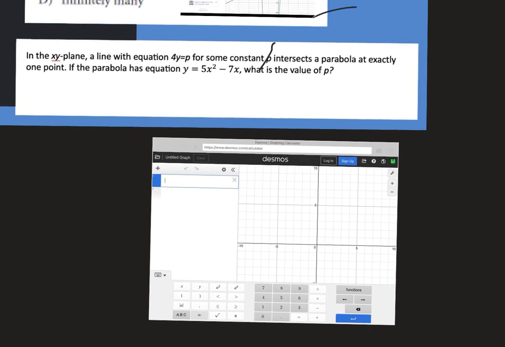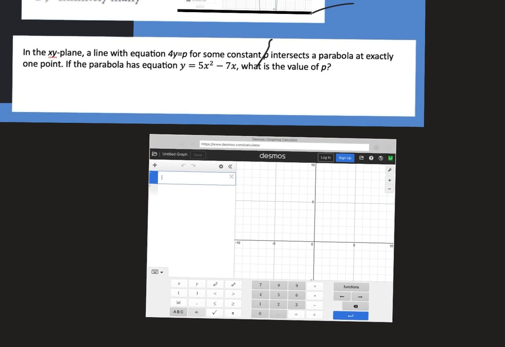Okay, so for this question, it says in the xy plane, a line with the equation 4y equals p for some constant p intersects a parabola at exactly 1 point. If the parabola has the equation given, what's the value of p? So first of all, before we even dive into how this would look on a graphing utility, if I've got a parabola that points up, and I want to find a line that doesn't have an x, so this is going to be a horizontal line, that intersects at exactly 1 point, I'm looking for the line that intersects it exactly at its vertex.